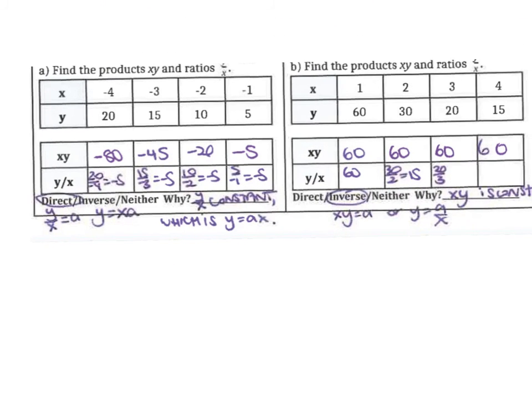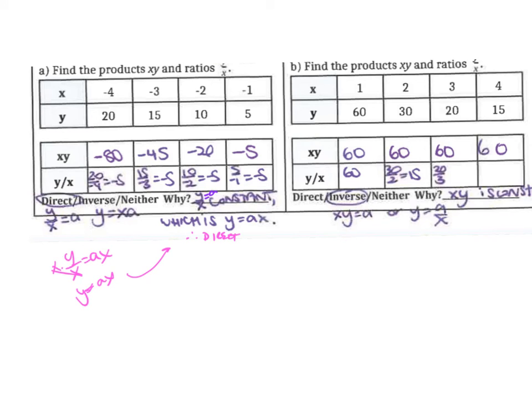Okay, so you should have found that x times y is negative 80, negative 45, so the top is not constant. And then we find that y over x is constant. So y over x equals a is constant. Then I solved for y: if I have y over x equals a, multiplying by x, y equals a times x. So that one is direct variation.